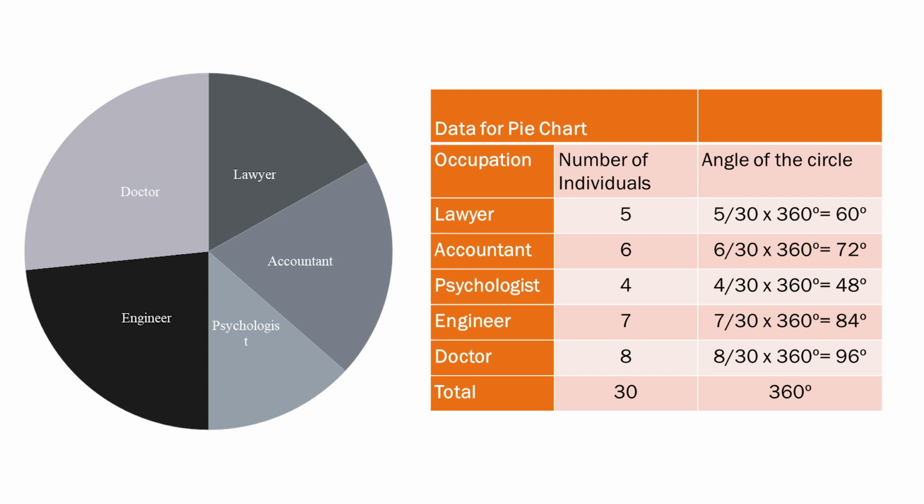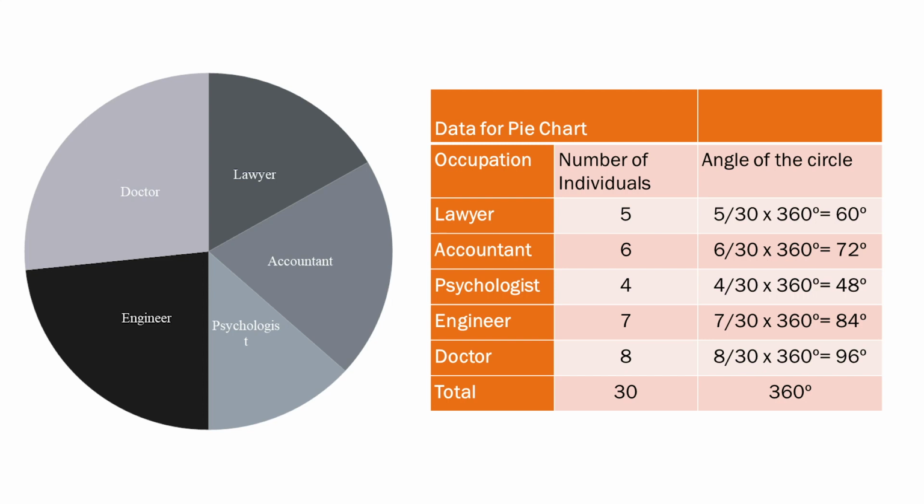Now how are we going to compute the angle? The angle is based on the frequency for that particular category. For example, for the lawyer sector, it will be 5 divided by 30, multiplied by 360. So we have 60 degrees, and accordingly we can plot it on the graph. Similarly, for the accountant, it will be 6 divided by 30 into 360, which is 72 degrees.